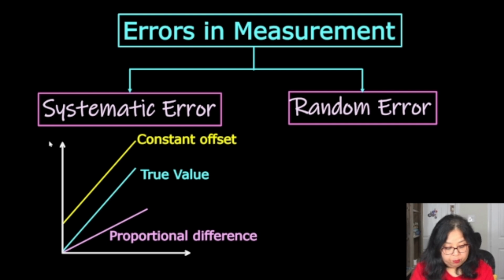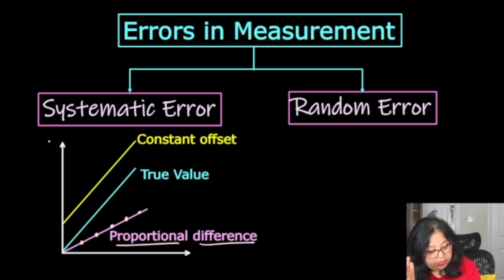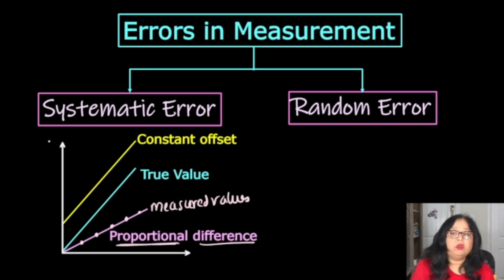Additionally, you could have a pink line like this. Even here, all of the measured values lie on this straight line. And this straight line is offset from the true value by a certain amount, in a certain fashion. So this is a proportional offset between true value and the measured values. Such errors are called systematic errors.